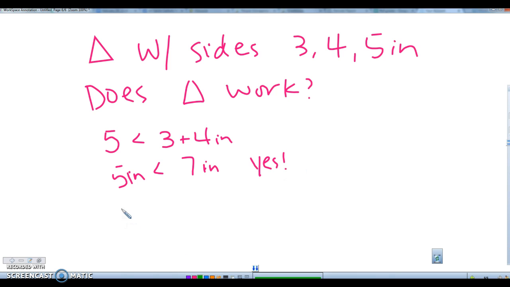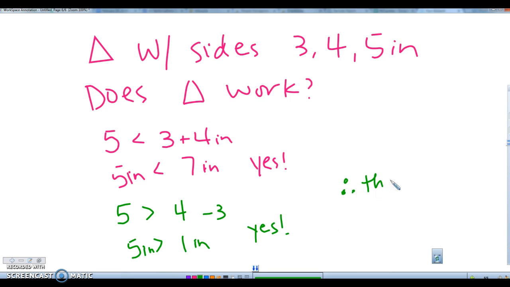And then I also have to say it's greater than their difference. And is 5 greater than 4 minus 3? Well, 4 minus 3 is 1. So yes, this works too. So therefore this triangle works. Okay? So I'm going to give you one to try on your own.